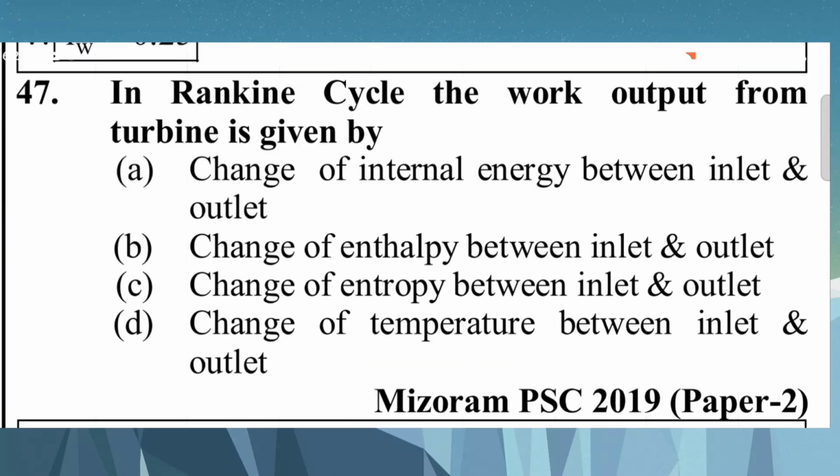Question number 47. In Rankine cycle, the work output from the turbine is given by A. Change of internal energy between inlet and outlet. B. Change of enthalpy between inlet and outlet. C. Change of entropy between inlet and outlet. D. Change of temperature between inlet and outlet. B. Change in enthalpy between inlet and outlet.